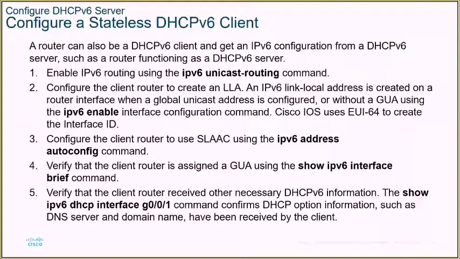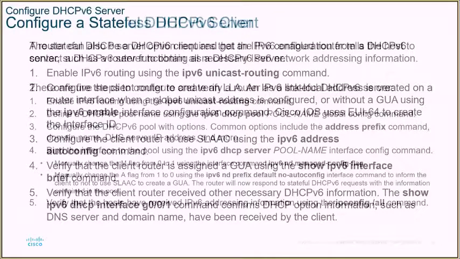And so if you want your router to use SLAAC, you can do IPv6 address autoconfig. Again, instead of manually setting the address, and that should actually get the job done. And so verify that the client router is assigned a GUA using the show IPv6 interface brief. And so that's basically it.